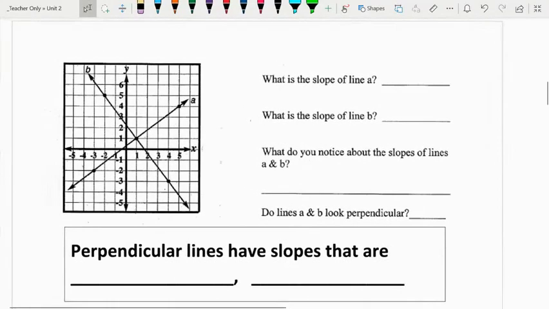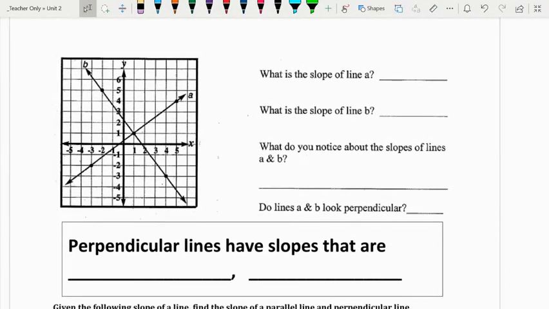Now we're going to do the same thing. You can kind of treat this as a warm-up as well, talking about perpendicular lines. So if you look at A, our slope of that line, I'm going to pick this point and this point. We go up 1, 2, 3, and right 4. So my slope of line A is 3/4.